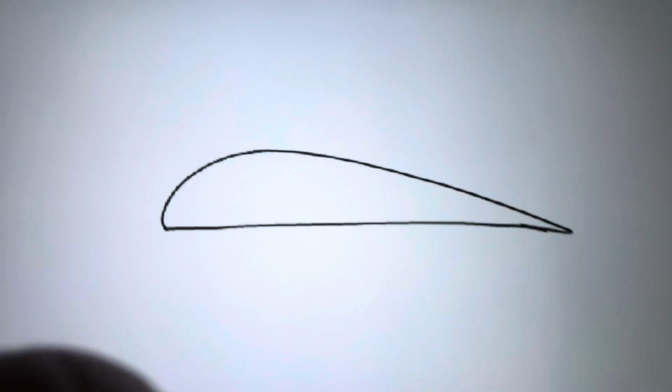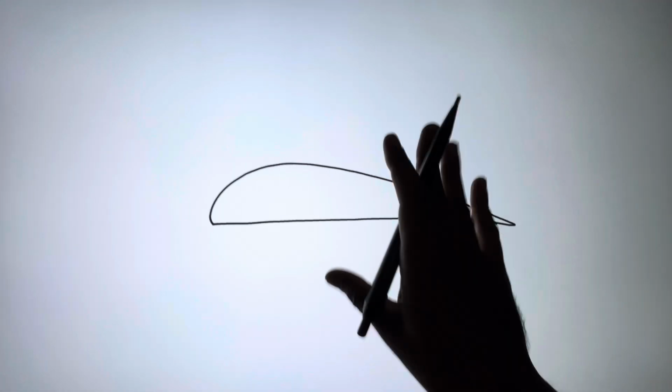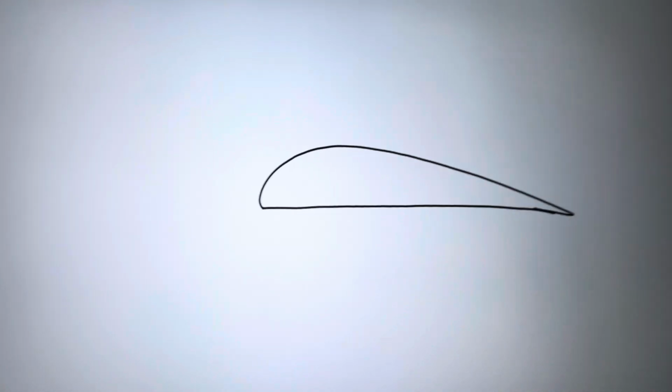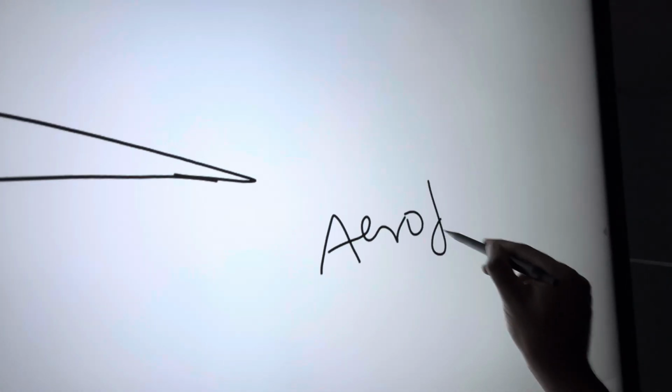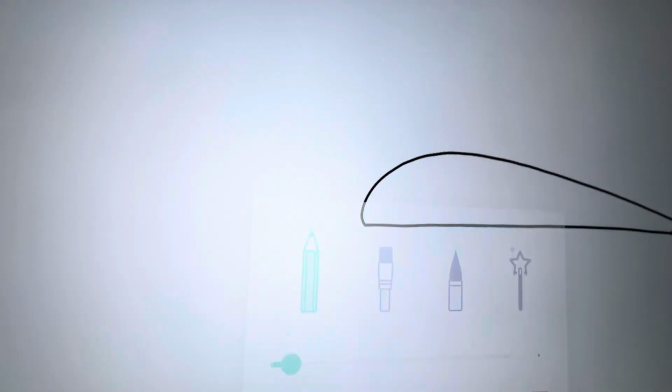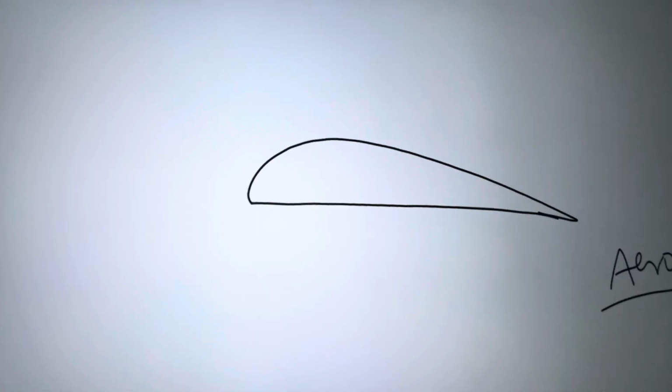Now when you look at this diagram, this is the cross section of the wing. When you cut the wing in half and look from the side, this is how it looks. It is called an aerofoil. Some call it airfoil, some call it aerofoil. So what's going to happen in this aerofoil is, this is a section of the wing. This is how wings look from the side.